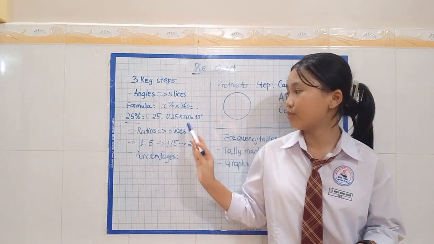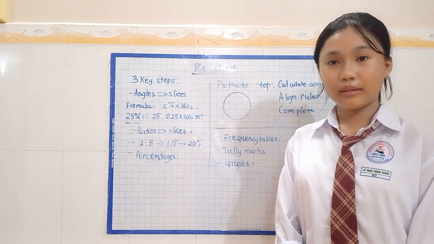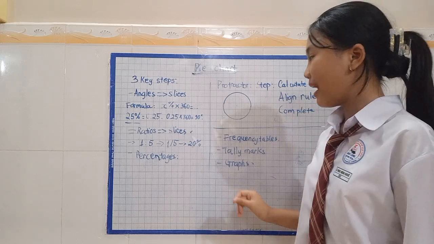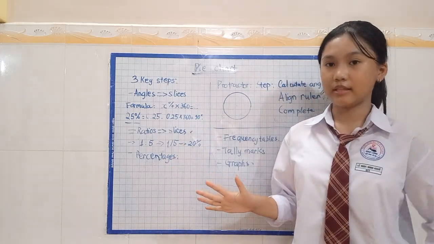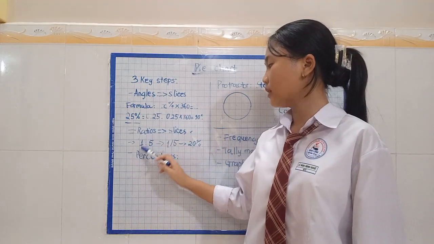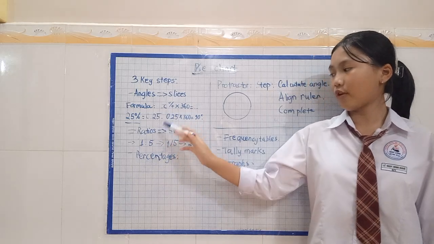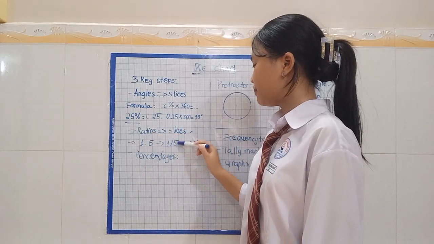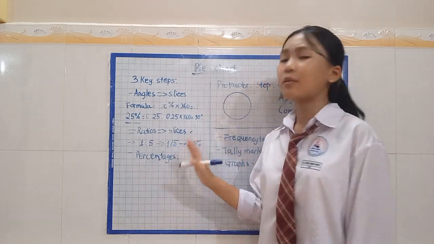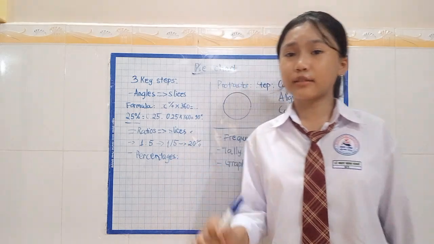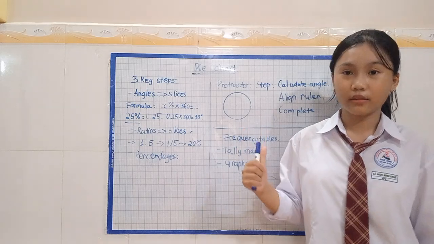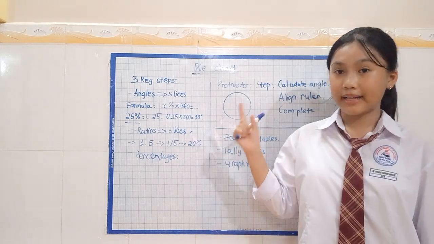Next, we have ratios. Ratios are also related to those slices. Let's say in our data, we have 5 characteristics, and there is one thing we're now focusing on. So the ratio is going to be 1 to 5. We transform this ratio into a fraction, which is 1/5. This is going to help you calculate the total angle, the total percentage of a slice.